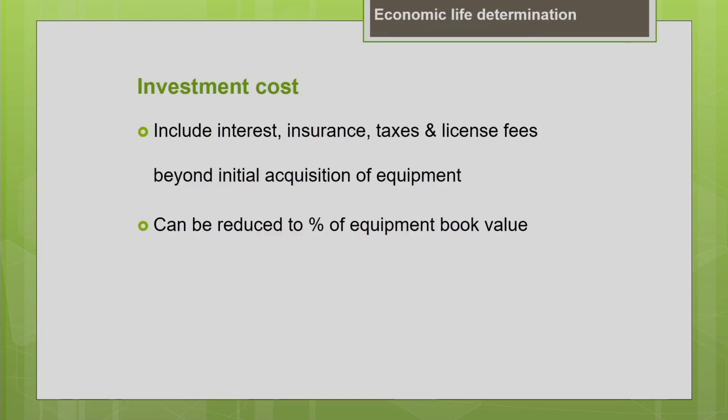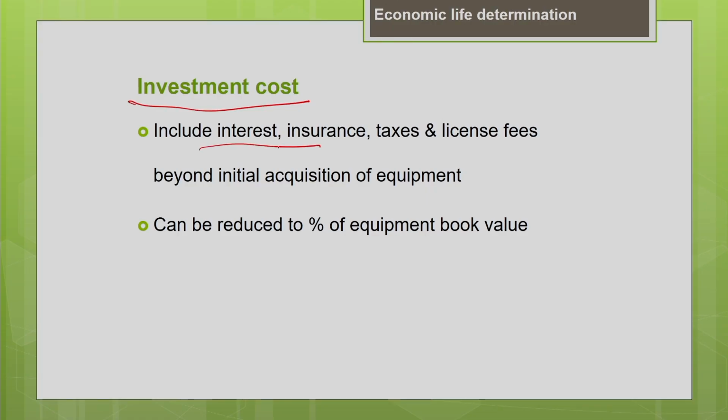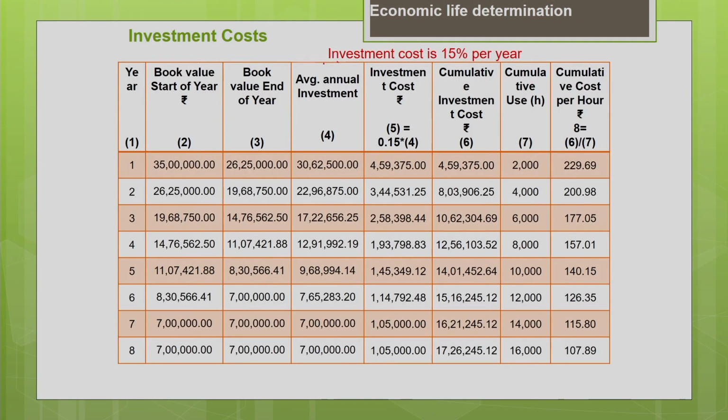Okay. Now comes the investment cost. This investment cost includes all the costs associated with the investment, like the interest you pay for the loan, your insurance, taxes, license fees, everything we are adding under investment. So it can be calculated as a percentage of the equipment book value. In this problem, the cost of investment is given as 15% per year.